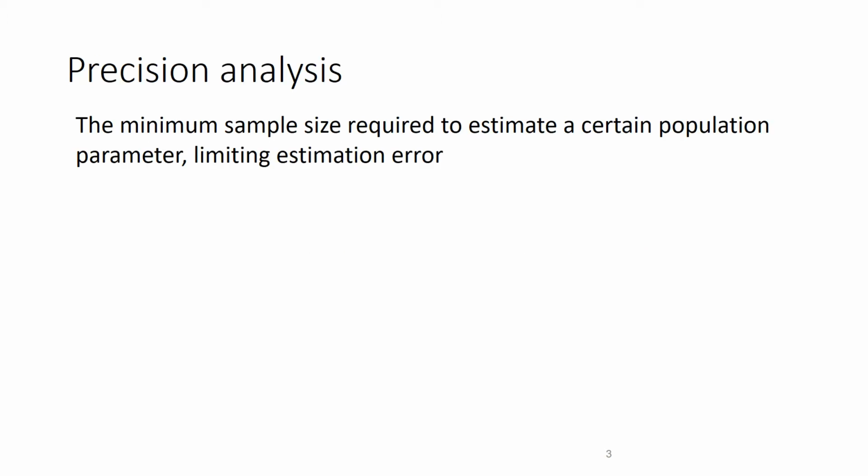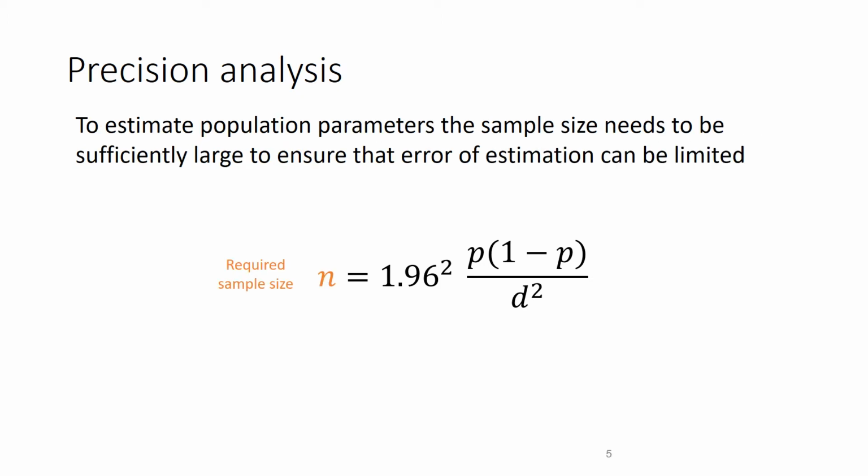One type of sample size calculation is called a precision analysis. We perform a precision analysis to calculate the minimum required sample size to estimate a certain population parameter and to limit the risk of error in our estimate. This is what the formula for a precision analysis looks like. The n is the required sample size. The p is the expected proportion of the event of interest, and d is the margin of error.